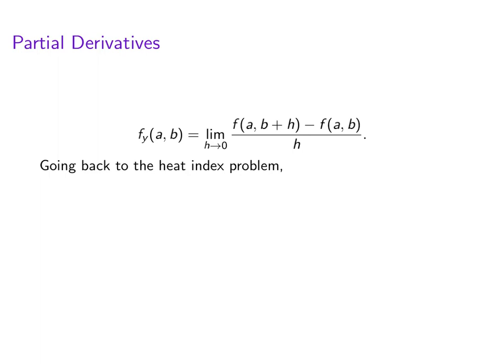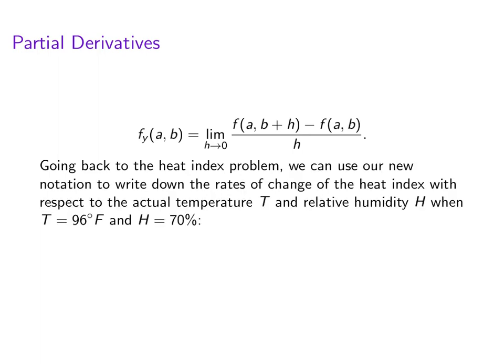If we go back to the heat index problem, we can use our notation to write down the rates of change of the heat index with respect to the temperature and relative humidity. We estimated that the partial derivative of the heat index with respect to temperature at 96 and 70 is about 3.75, and the partial derivative with respect to h at 96, 70 is about 0.9.